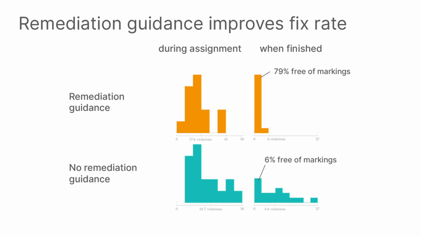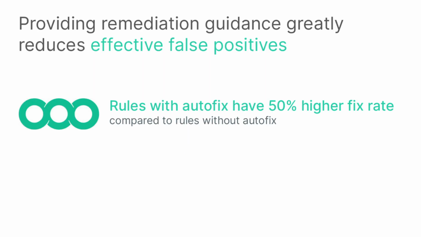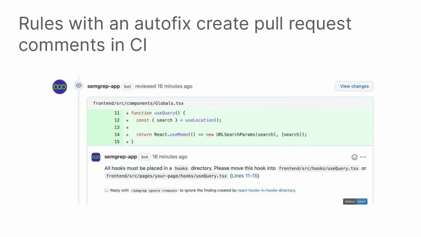However, at the end of the assignment, of the people who received remediation guidance, 79% of them ended their assignment free of violations, compared to only 6% of those that did not receive remediation guidance. So this is a big indication that helping developers fix this, especially if there's a time constraint for their programming exercise, is of course very beneficial. In Semgrep's data, we also noticed this with the rules that we provide autofix for. We see a 50% higher fix rate compared to rules without an autofix.